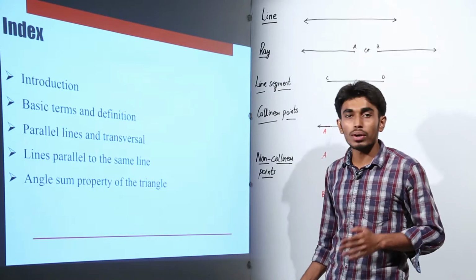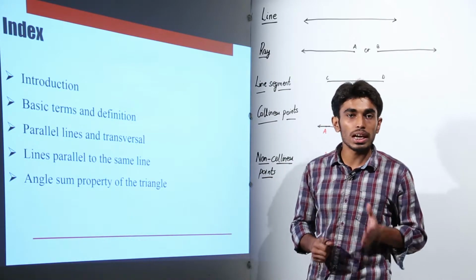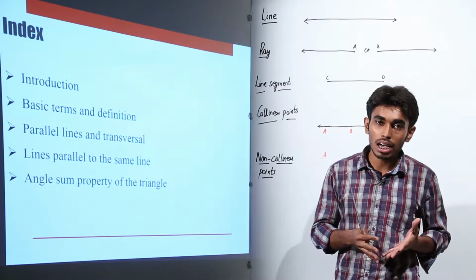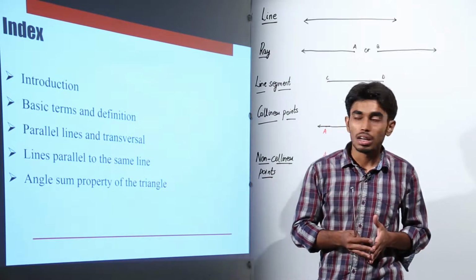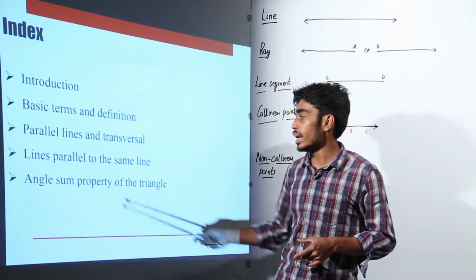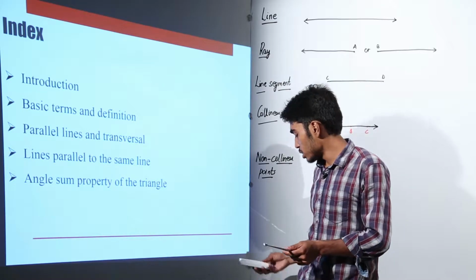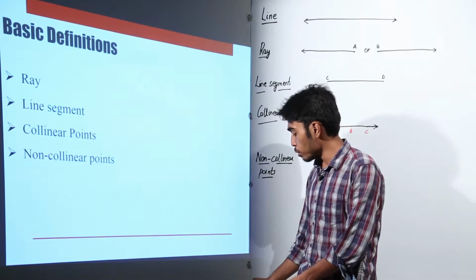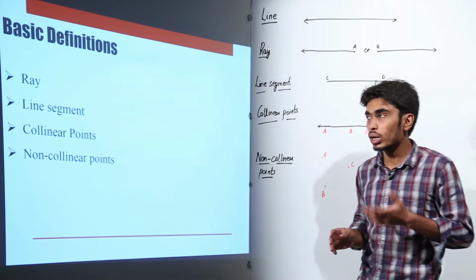Let's take a look at what we are going to do in this chapter. We'll deal with some basic terms and definitions first, then we'll talk about what parallel lines and transversals are, right? Then we'll talk about a property of lines which are parallel to the same line. Then at the end we'll talk about angles and the angle sum property of a triangle, right? So let's start with the chapter. Now we'll talk about some basic terms which we already know, but I'll brush them up for you quickly, right?